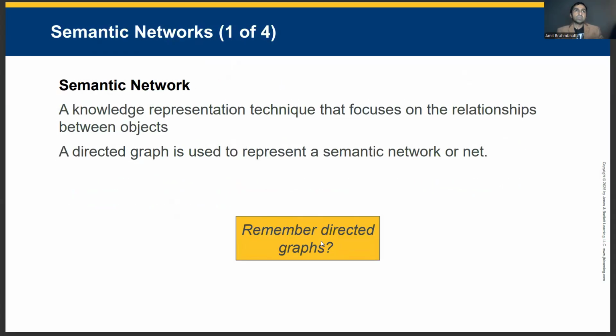Slide 13, semantic networks, 1 of 4. A semantic network is a diagram showing objects and the relationships between them. It uses a directed graph where nodes represent concepts and arrows represent relationships. For example, dog → is a → animal. This structure helps computers reason by following connections. The slide reminds us of directed graphs, which we studied earlier, because the same structure is used in semantic networks.